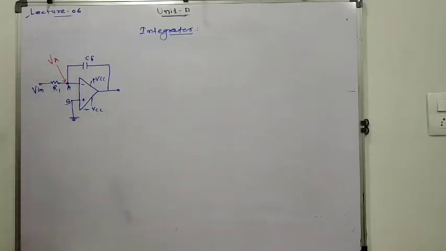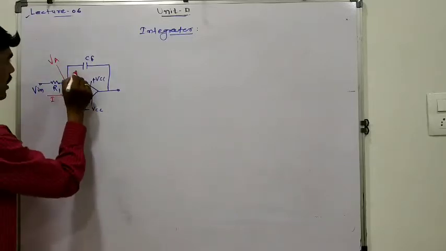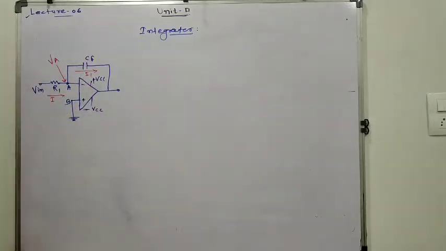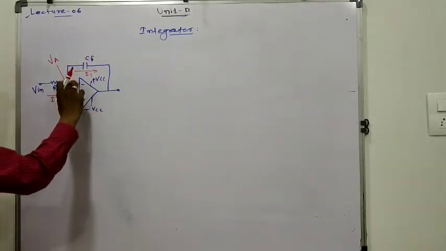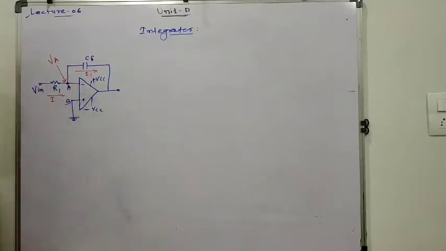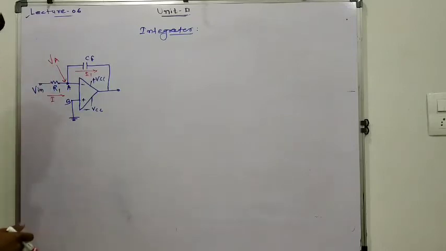Now we have to prove that this circuit will act as an integrator circuit. For that we assume the current flowing through this is I, and this current is I1. Now the bias current, ideally this must be 0. That's why no current flows through this. That is also one of the conditions we have to use while solving the problem.